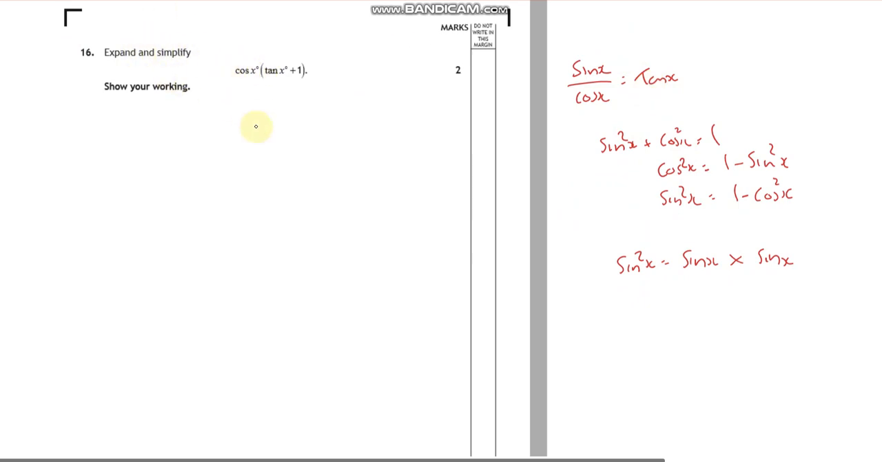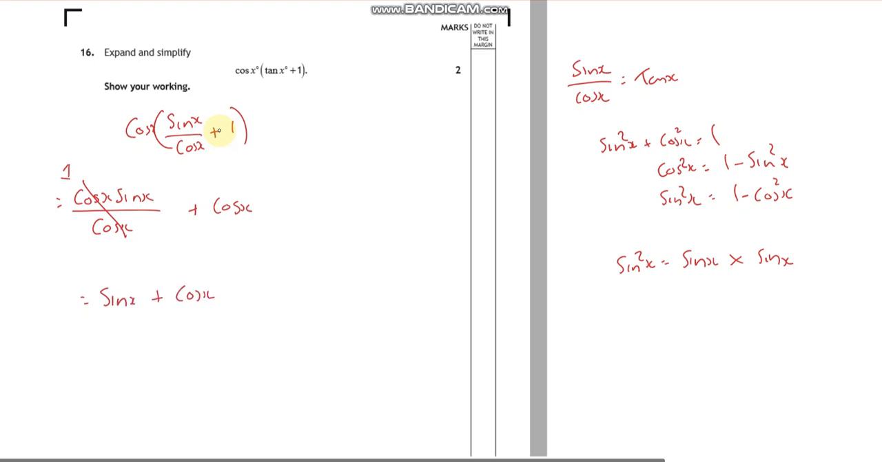So expand and simplify. Well, cos, can't do much with that, but I can say tan is sine over cos, plus 1. Then I can multiply that out. And in fact, I should really put my x's in. So I've got cos x times sine x over cos x, that's me just multiplying this and this. And I'm going to add to that cos x. Then these can cancel out and make 1. So I'm just left with sine x plus cos x. Final answer.